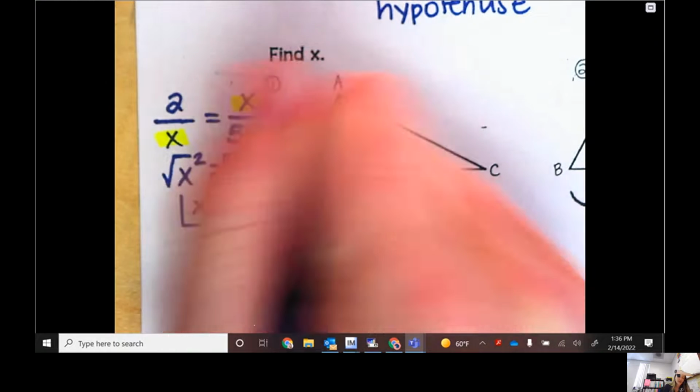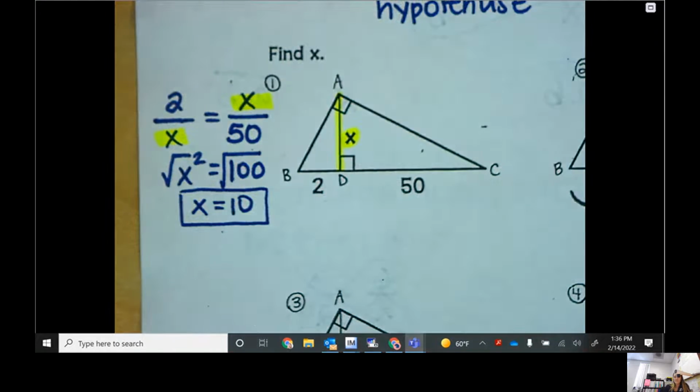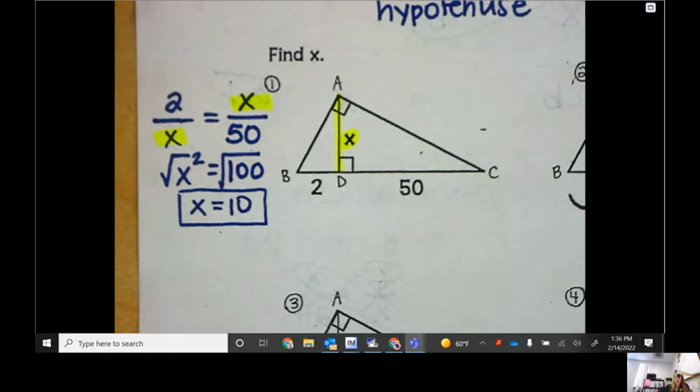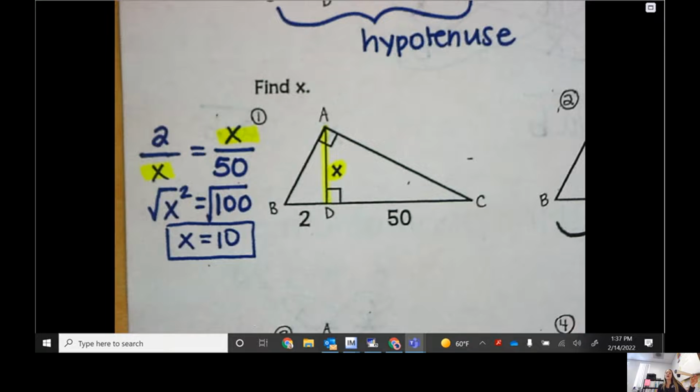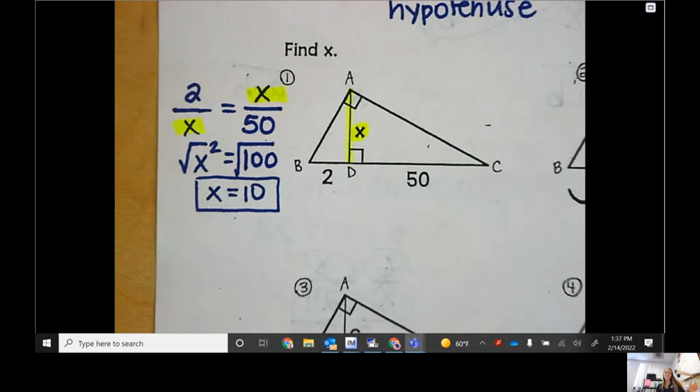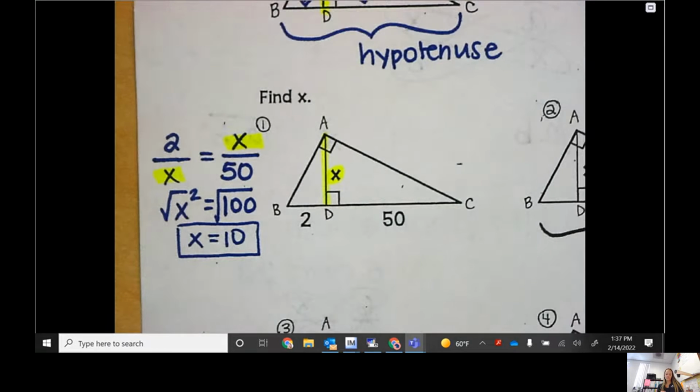Whoa, that was it. Geometric mean, man. Do you think you could do the next 3? You probably could, don't you think? Maybe. All right, give the next 3 a try and we'll check them. We'll see how we do. So try 2, 3, and 4.